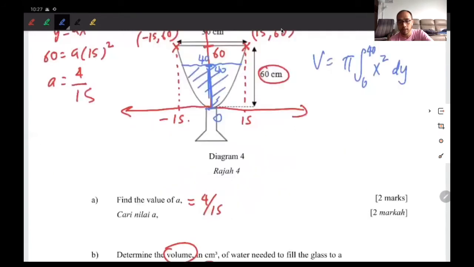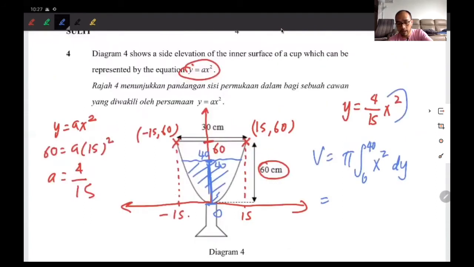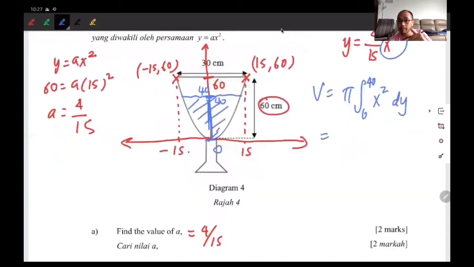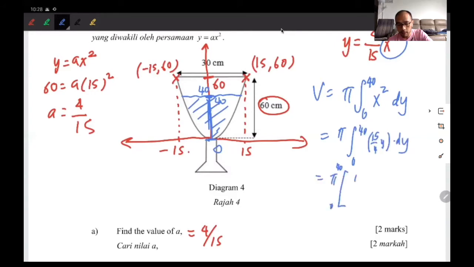Okay, and since you have x squared already, since I have this equation, I can say that x squared equals 15 over 4y. And then I put it in there. So pi, 0 to 40, 15 over 4y dy. When I integrate this, I will get 0 to 40, 15 over 4 y squared over 2.